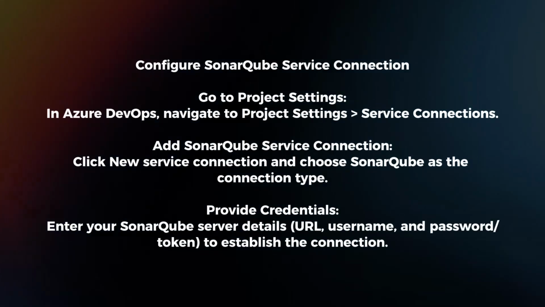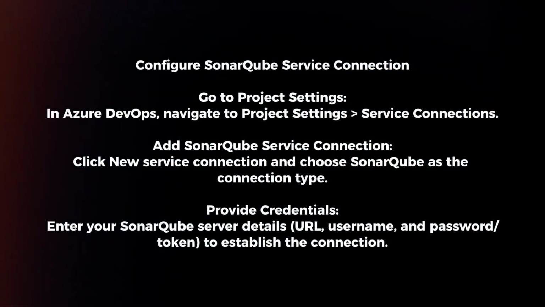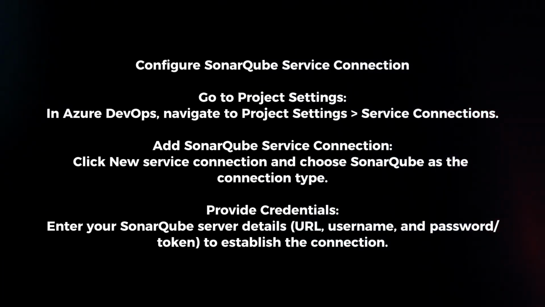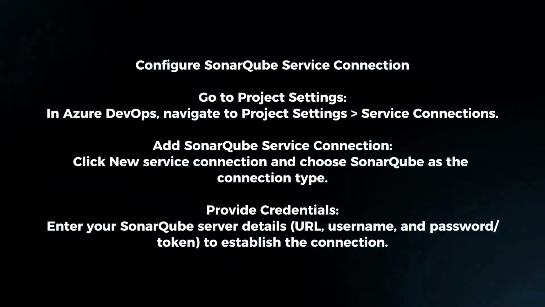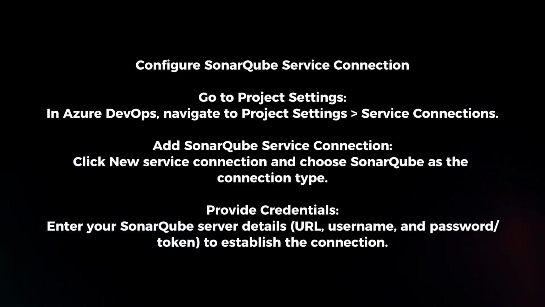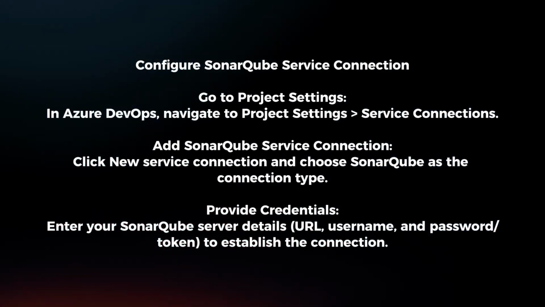Configure SonarQube service connection. Go to Project Settings. In Azure DevOps, navigate to Project Settings, Service Connections. Add SonarQube Service Connection. Click New Service Connection and choose SonarQube as the connection type. Provide credentials. Enter your SonarQube server details to establish the connection.